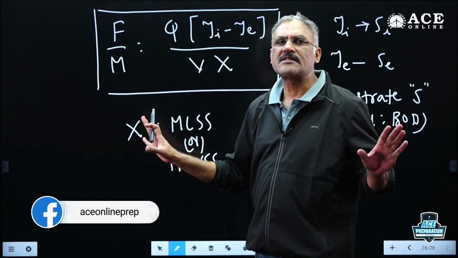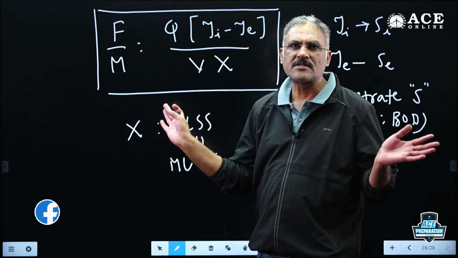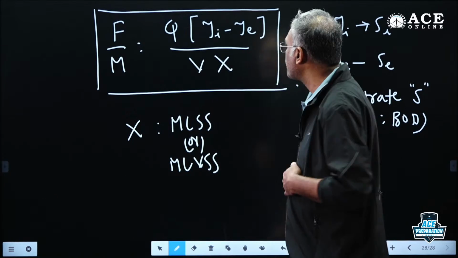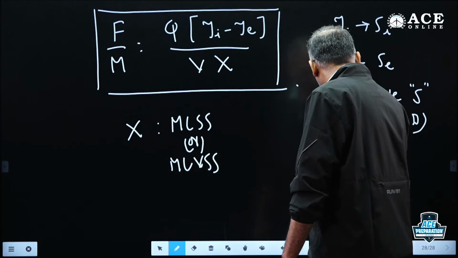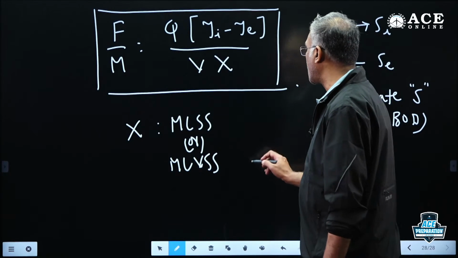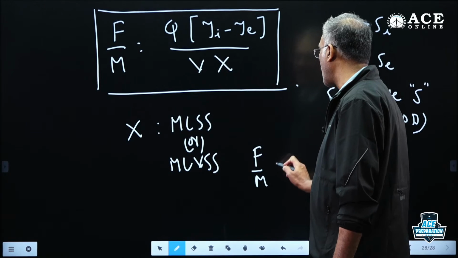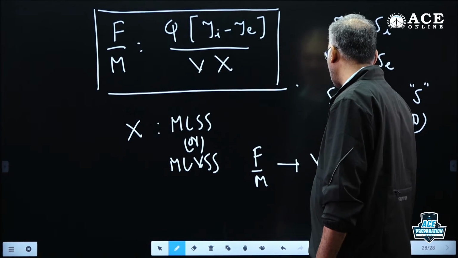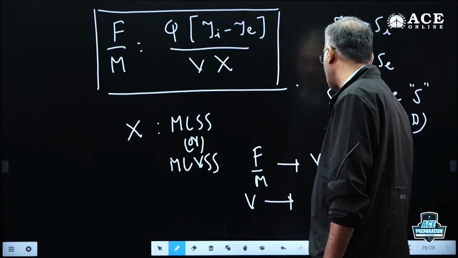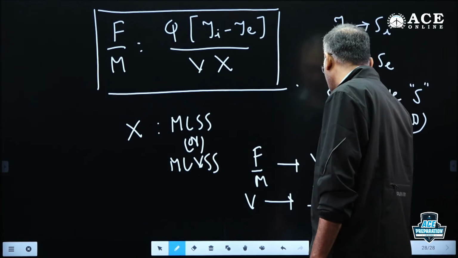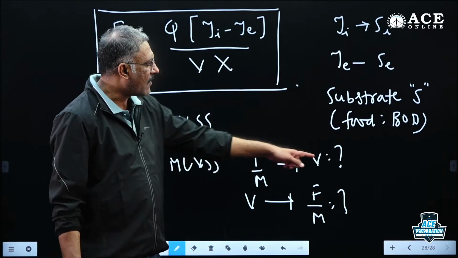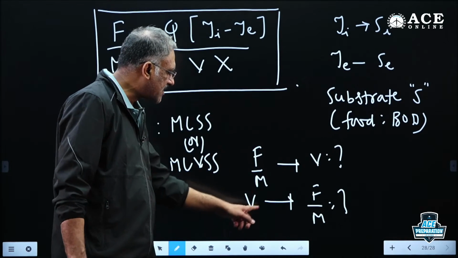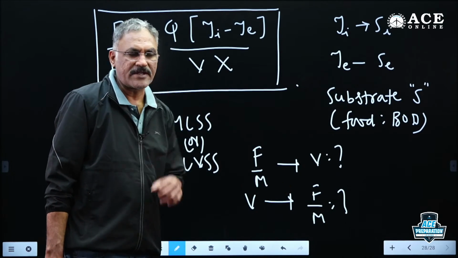Or only MLSS is given, no confusion, everywhere we use MLSS only. Okay, don't get confused with this. This is the one. Whenever F by M is given, you are expected to find out the volume of aeration tank. Whenever volume of aeration tank is given, you are expected to find out F by M. Usually they'll frame questions there only.